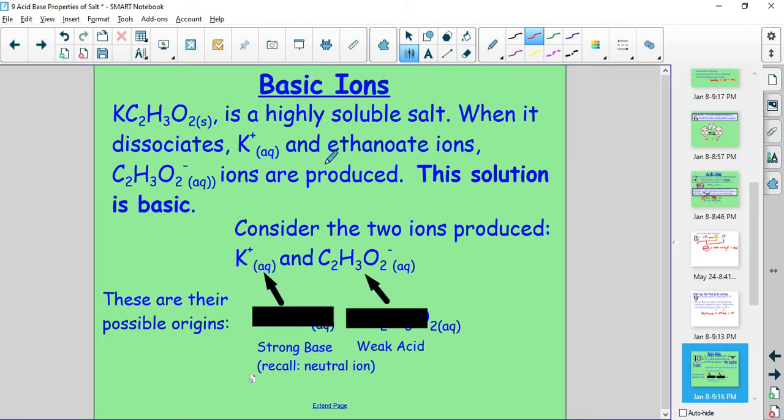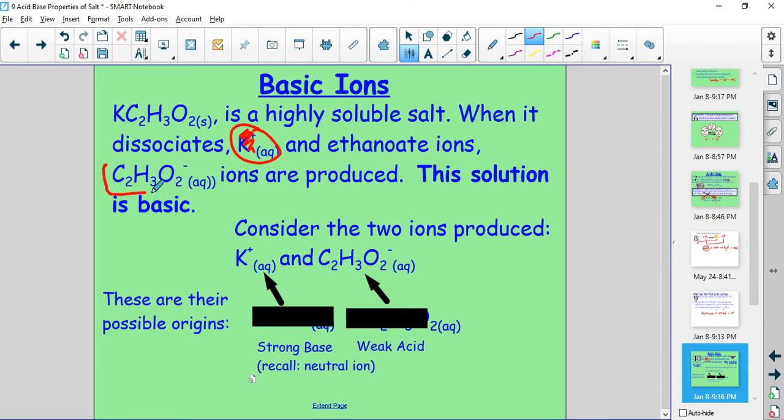Okay, now basic ions. So potassium acetate is a highly soluble salt. Now, when that dissociates, potassium and ethanoate ions are produced. Now, potassium is on the far left-hand side of the periodic table. We know it's a neutral ion, so we're going to ignore that. But what is left is your ethanoate ion. Okay, this solution is basic.